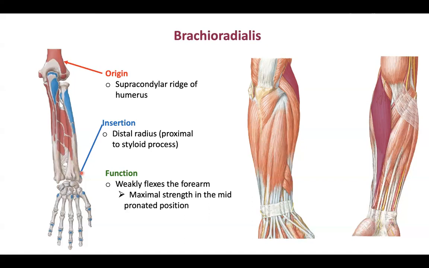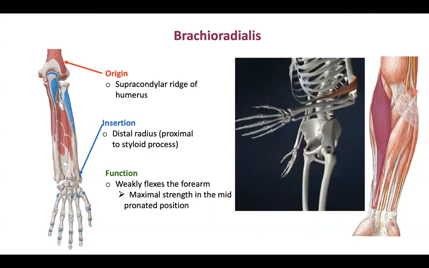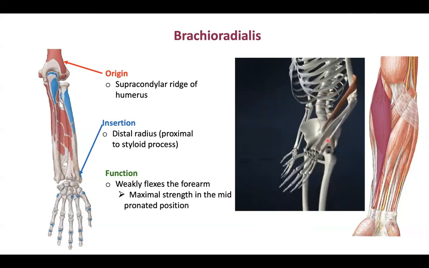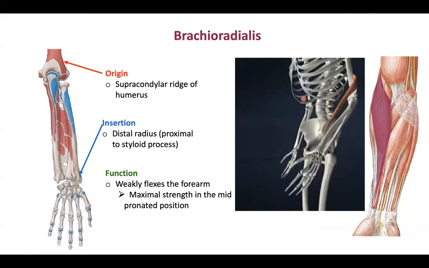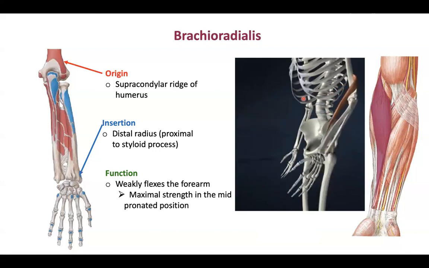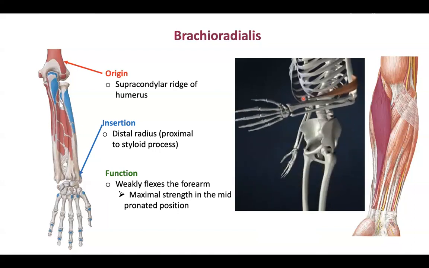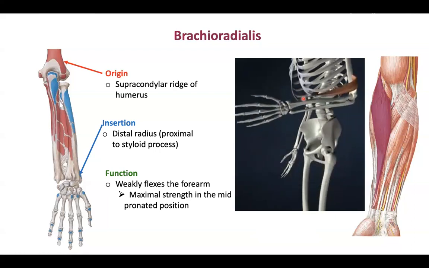It's a weak muscle. It flexes the elbow joint. It doesn't cross the wrist joint. It ends here. So it only acts on the elbow joint, and it's a weak flexor. And it mainly acts when the forearm is in mid-pronated position. So as you see it here, when the forearm is in mid-pronated position, this muscle can flex the elbow joint. So we use this muscle to just drink a cup of tea or drink a glass of water. So this muscle is known as drinking muscle.